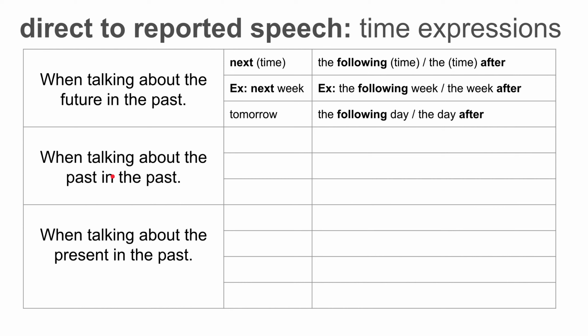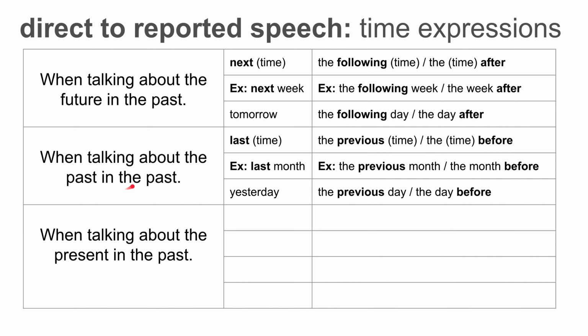When talking about the past in the past, okay? So for example, if someone is talking about a past event in the past, I would push it further back. They might say last time, and I would change it to the previous time or the time before. Example, last month becomes the previous month or the month before. If the person says yesterday, in the past, then I would say the previous day or the day before.